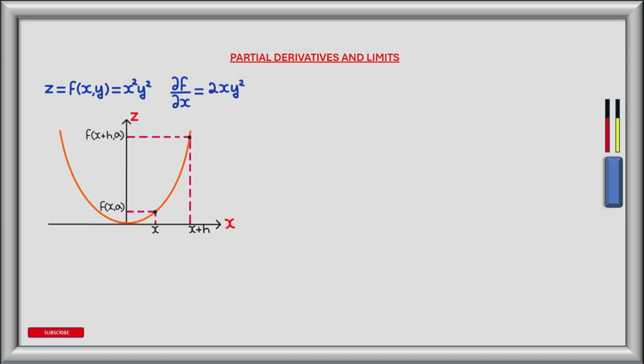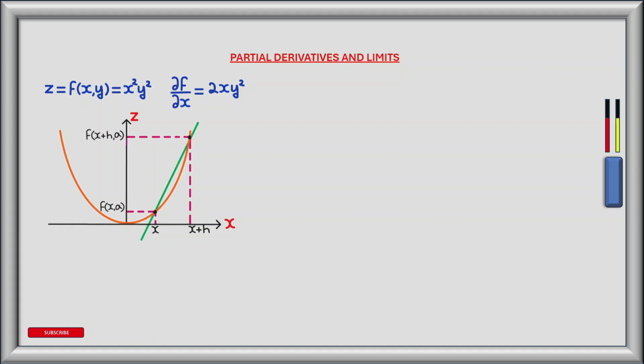Let's now use the function f of x, y, which equals x squared y squared, and look at what that means in terms of limits if we take the partial derivative of f with respect to x. As we saw, when we held y as a constant, this created a parabola shape, and we could then find the gradient of the tangent to the surface in the x direction. On the graph, I've marked point x and x plus h on the x-axis, and their corresponding points on the z-axis where they meet the curve. In this case, I've held y constant at y equals a.